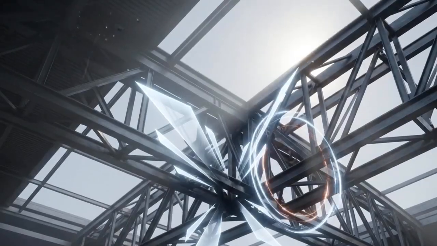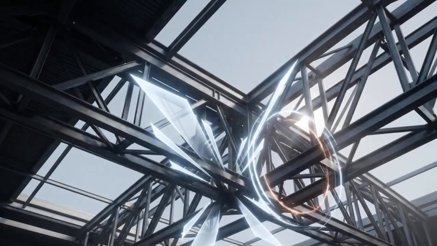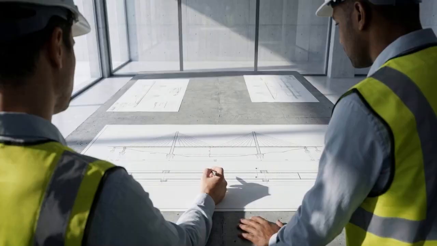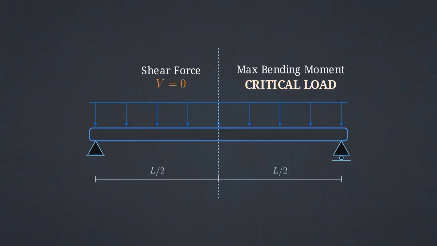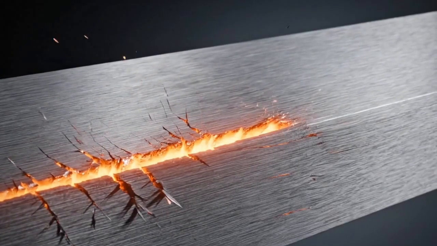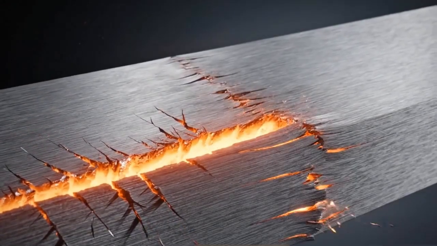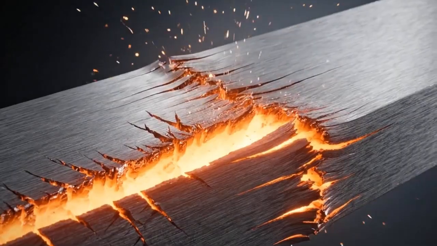Every structural element contains this network of internal stress states, shifting and adapting to the loads above. Engineers design structures to withstand the most dangerous point on the span. This usually occurs at the center, where the shear force drops to zero and the bending moment reaches its maximum magnitude. If internal tensile stresses exceed the material's yield strength, the steel undergoes flexural yielding. It stretches permanently until fibers fracture and the beam fails.